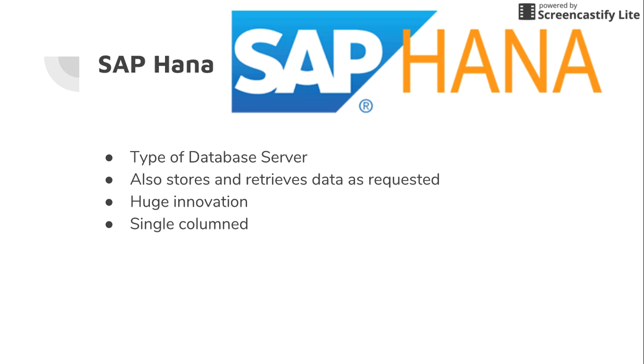So now that you know the definition of IMDBs, how they store data, and what hybrids are, I want to talk to you about the next biggest thing in IMDBs. This is one of the biggest innovations in IMDB technology, and that is SAP HANA. SAP HANA is a database server that stores and retrieves data as requested. While it does this, it also simultaneously performs advanced analytics and includes ETL capabilities as well as an application server.